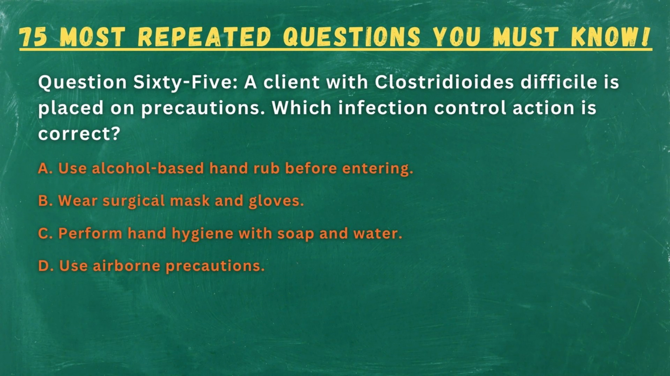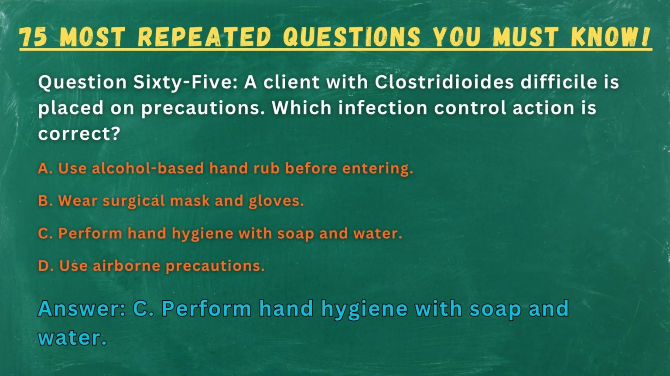Question 65. A client with Clostridioides difficile is placed on precautions. Which infection control action is correct? A. Use alcohol-based hand rub before entering. B. Wear surgical mask and gloves. C. Perform hand hygiene with soap and water. D. Use airborne precautions. Answer: C. Perform hand hygiene with soap and water.